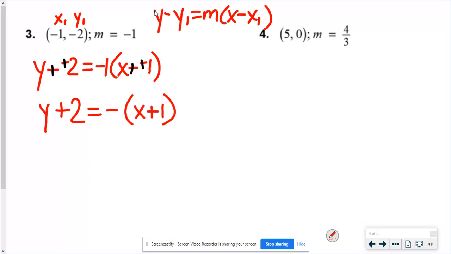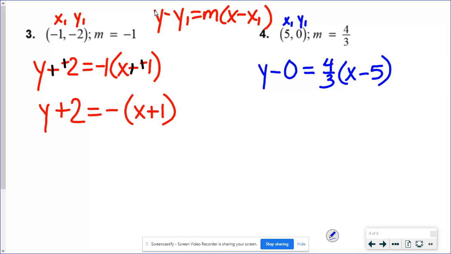For number 4, here's my x sub 1 and my y sub 1. So y minus, my y number is 0, m is 4/3, and then x minus my x sub 1. Now in this case, when I say we should clean this up, the only thing that really has to happen here is y minus 0 doesn't have to be written like that. That could just be y. I don't need it to say minus 0. So this is going to be y equals 4/3 x minus 5.